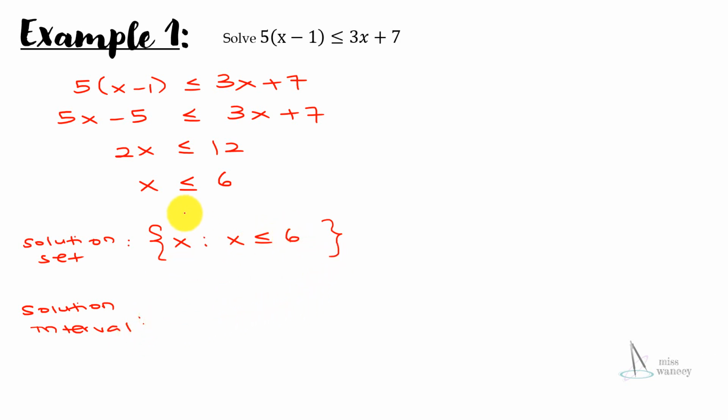In solution interval, we should start from the lowest number, so x less than or equal to 6. That means the highest will be 6, the lowest will be negative infinity. Always open bracket for negative infinity. For 6, we do have some equal sign, therefore this is a square bracket. Okay, so that's it for example 1.